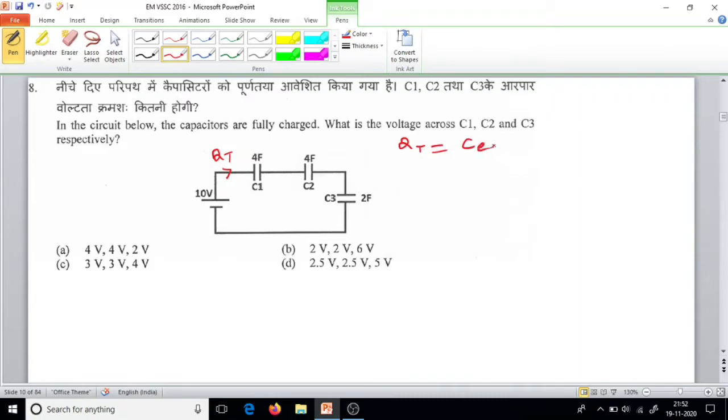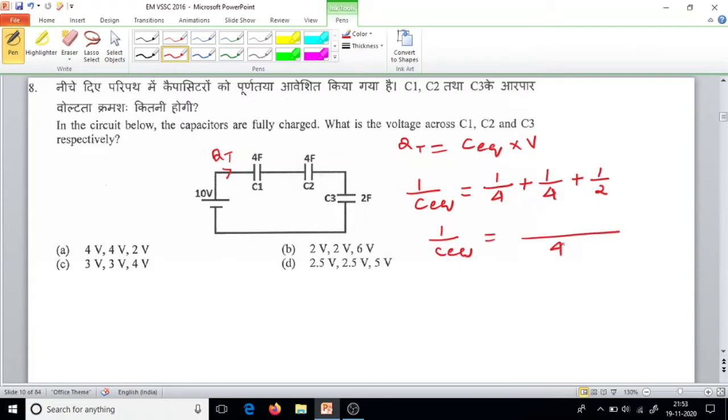QT equals C equivalent multiplied by voltage, that is 10 volt. Now C equivalent we have to find. 1 by C equivalent equals 1 by 4 farad plus 1 by 4 farad plus 1 by 2 farad. If we take the LCM, it's 4, so 1 plus 1 plus 2 over 4, which equals 1. So C equivalent comes to 1 farad.